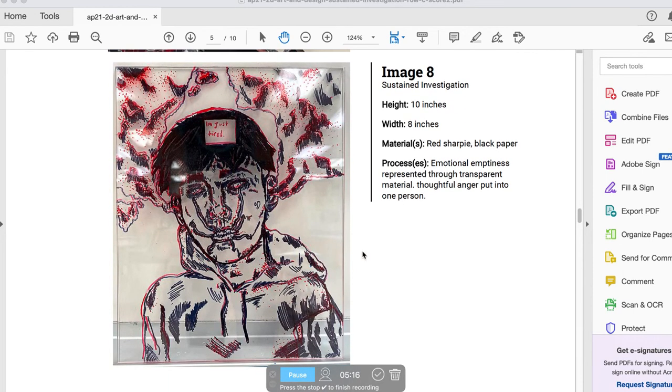Image 8, red Sharpie, black paper. It looks like this is actually on a transparency and not black paper. Emotional emptiness represented through transparent material. There we go. Thoughtful anger put into one person.